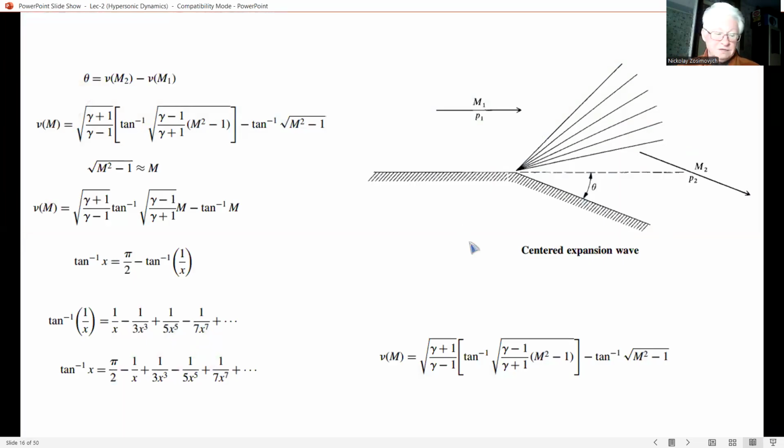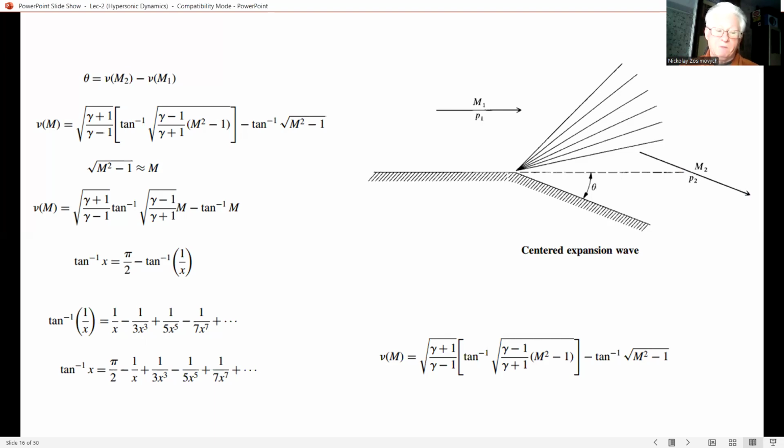Okay? So an expansion fan consists of an infinite number of Mach waves that originate at the corner and spread downstream, as you can see. The Mach number and pressure upstream of the wave are M1 and P1 respectively. The corresponding quantities downstream of the wave are M2 and P2 respectively.